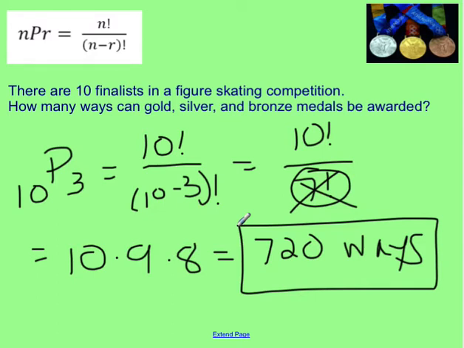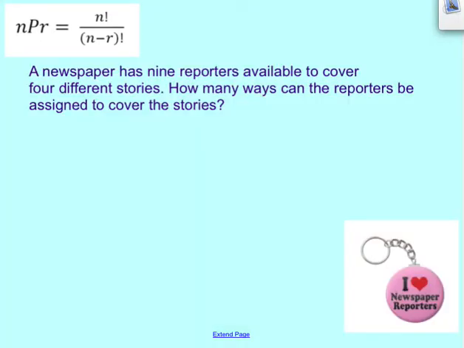Let's take a look at number 4. So for number 4, it says that a newspaper has 9 reporters available to cover different stories. How many different reporters can be assigned to cover the stories? So the order matters because it's going to be different depending upon which reporter is assigned which story. So we have 9 reporters, but we're only going to pick 4 of them to do stories.